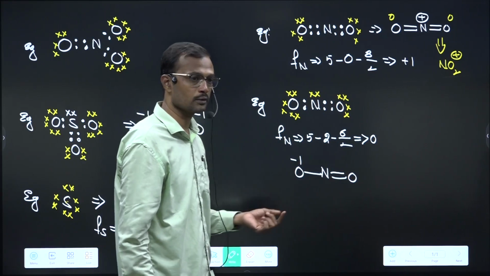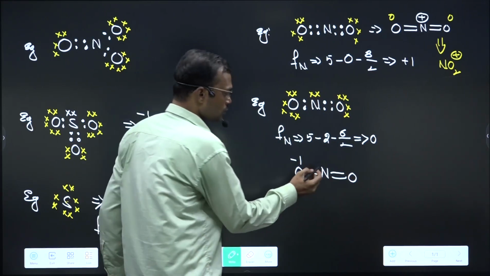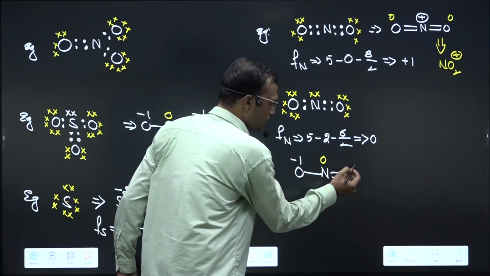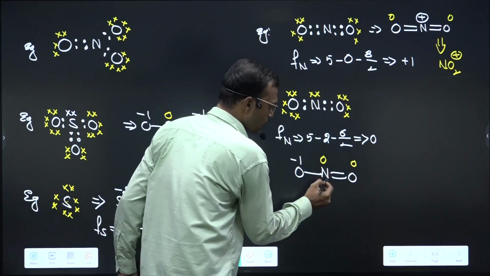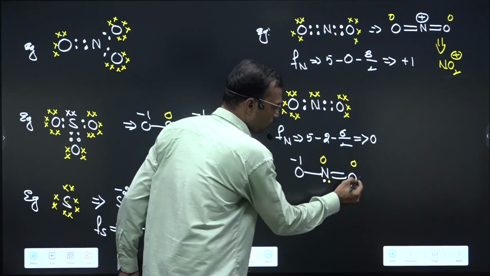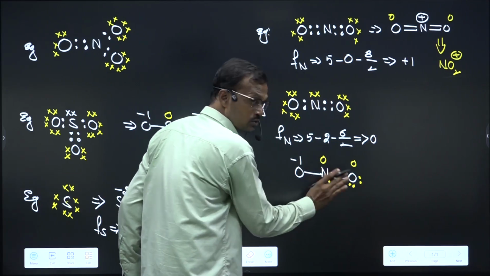-1, 0, 0. Like that you will ask. Here there is no charge, so that's why I can write 0. And here also there is no charge, 0. Here, is one lone pair there on nitrogen or not? Here one lone pair. Here how many lone pairs? 2 lone pairs. This is the normal structure.